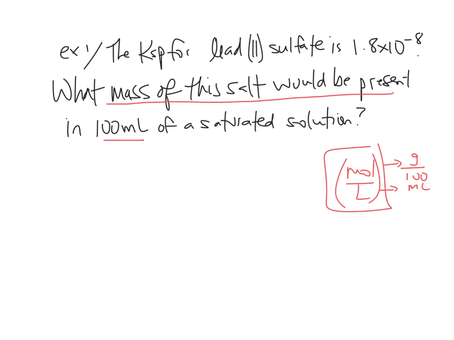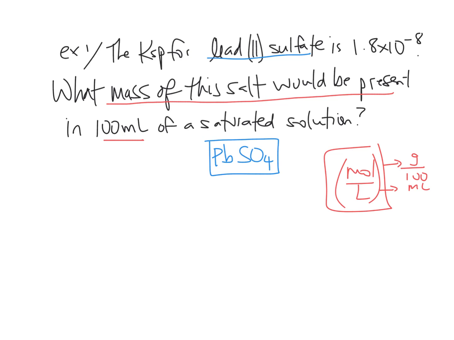The other thing we'll need is the formula for lead(II) sulfate. If you need a little review on how to write formulas from the name, do that for yourself. But this is going to be an ionic compound, of course. It's going to create an ionic solution. The formula for lead(II) sulfate would be Pb2+ with the sulfate ion, which has a 2- charge, so PbSO4.